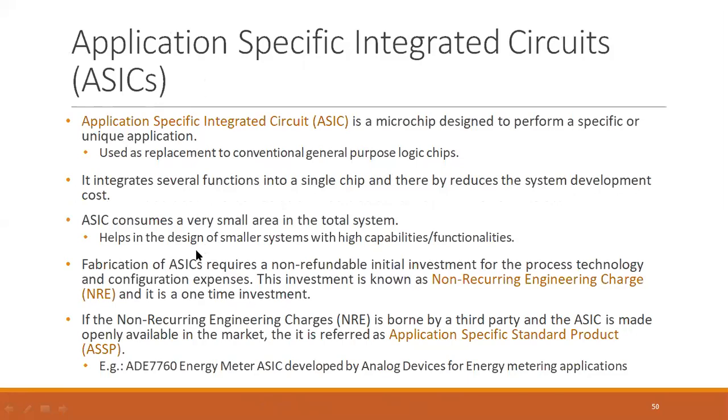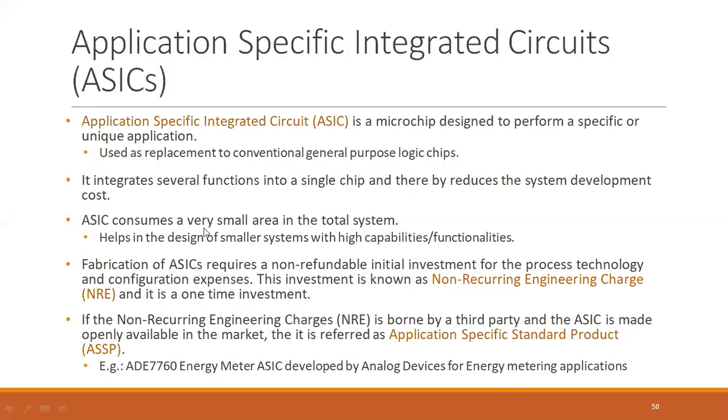And the next one is application specific integrated circuits, that is the ASICs. An application specific integrated circuit is a microchip designed to perform a specific or unique application, used as a replacement to conventional general purpose logic chips.